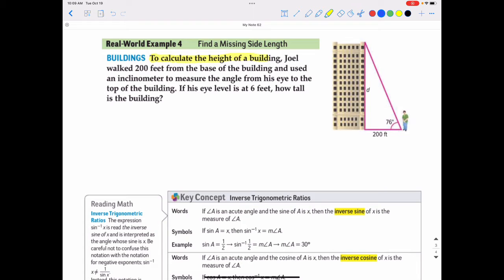To calculate the height of a building, Joel walked 200 feet from the base of the building and used an inclinometer to measure the angle from his eye to the top of the building. If his eye level is at 6 feet, how tall is the building?